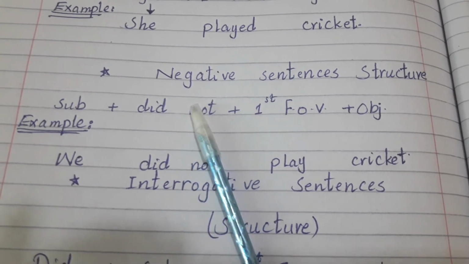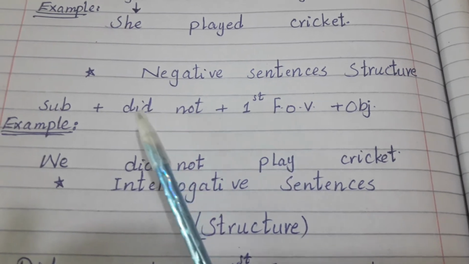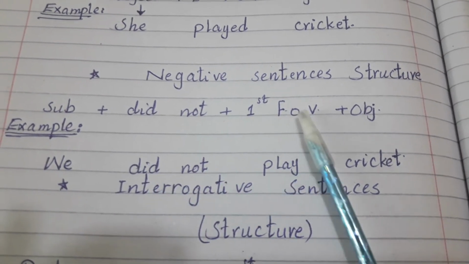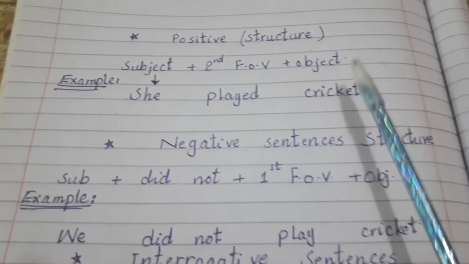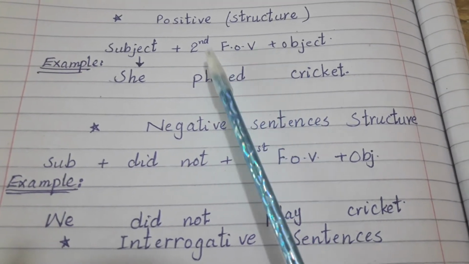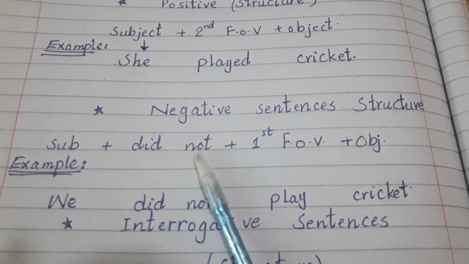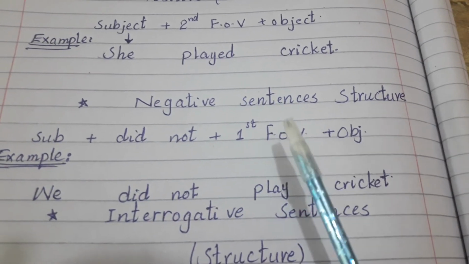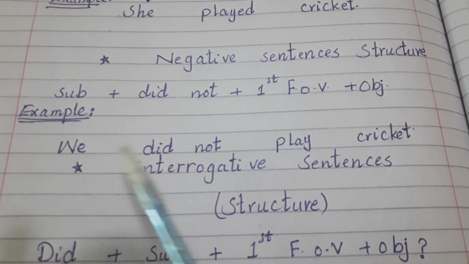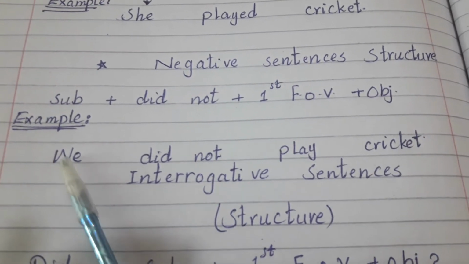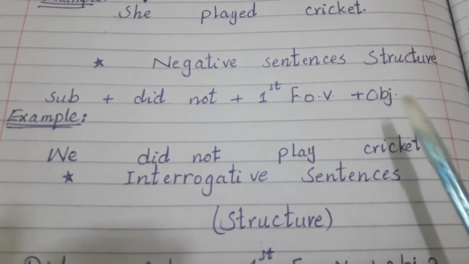It's very easy. After did not we will write the first form of the verb, because we do not use the second form of the verb here as we use in the positive structure. Did is the second form of do. We already make the second form in the helping verb, so here we will write the first form of the verb and then the object. Let's see some examples. We did not play cricket. We is the subject, did not is the helping verb, then the first form of the verb, and then the object.